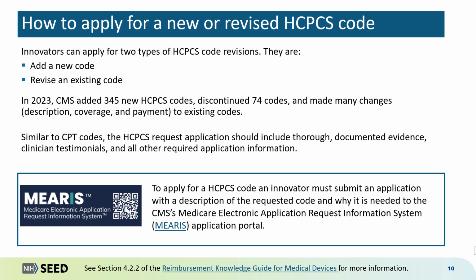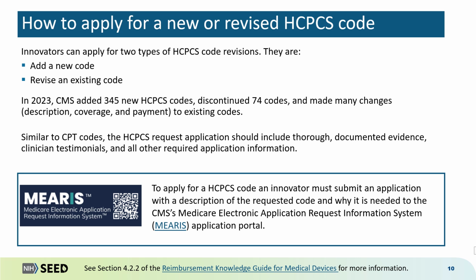Applying for a new or revised HCPCS code is similar to the CPT code, except that you will be applying to the Centers for Medicare and Medicaid Services. Here you can apply for two types of codes. They are to add a new code or revise an existing code. In 2023, CMS added 345 new HCPCS codes and discontinued 74 codes. They made many changes in description, coverage, and payment to existing codes.